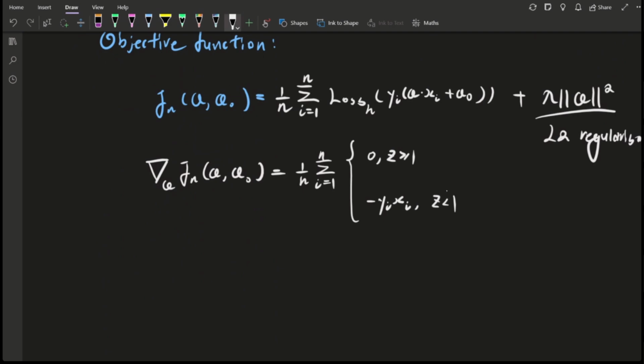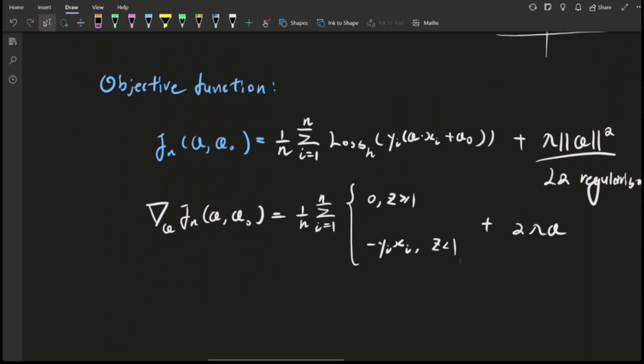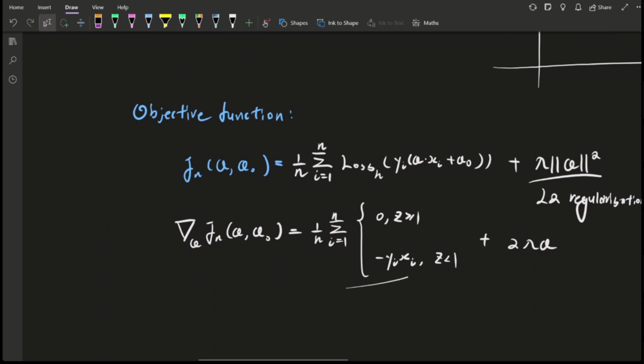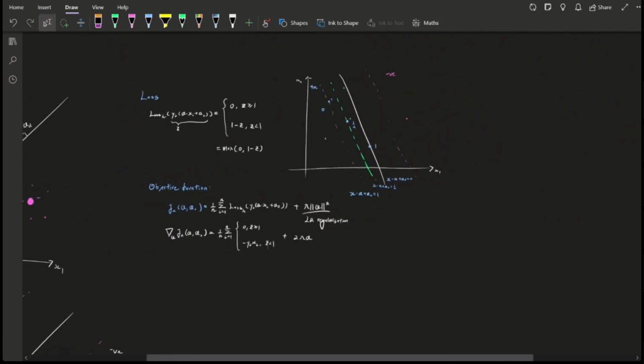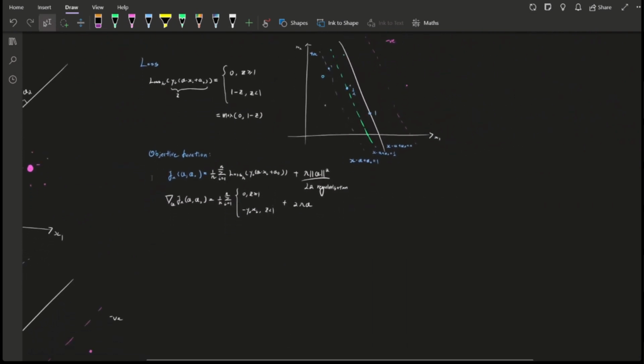Say z is smaller than 1. And the differentiated result, this term, is just 2 lambda theta. Okay, so you have a little bit of a strange derivative here. That's the derivative function, and we can minimize this objective function using gradient descent, which will help us draw decision boundaries that achieve our goal, right?